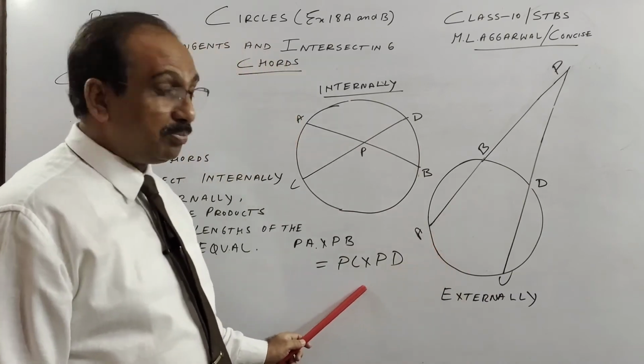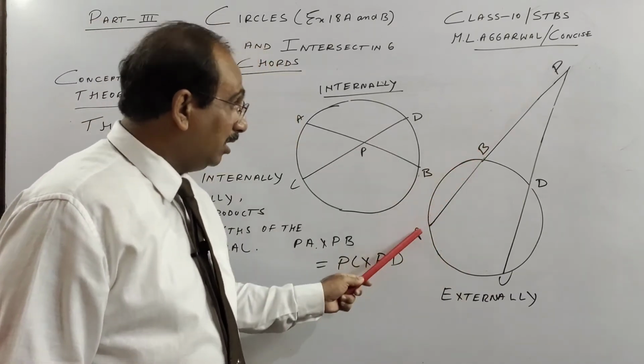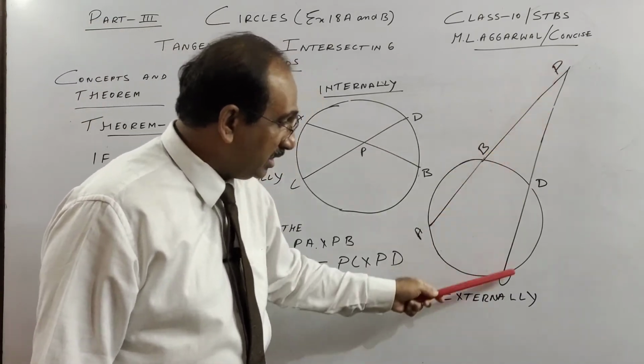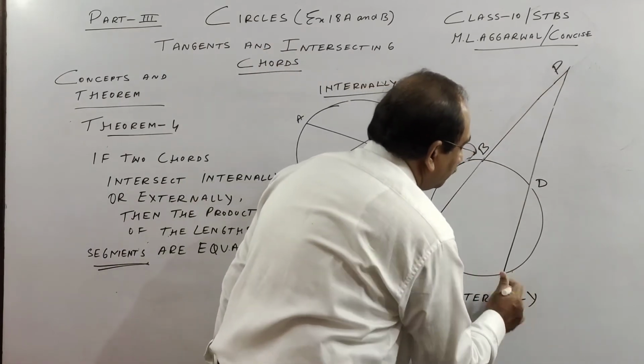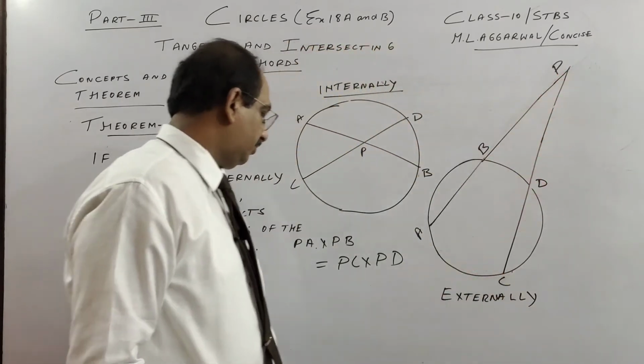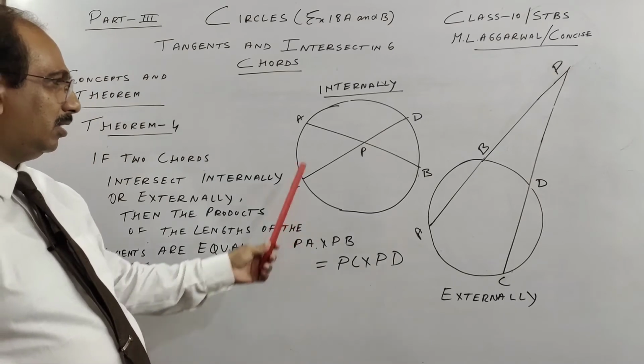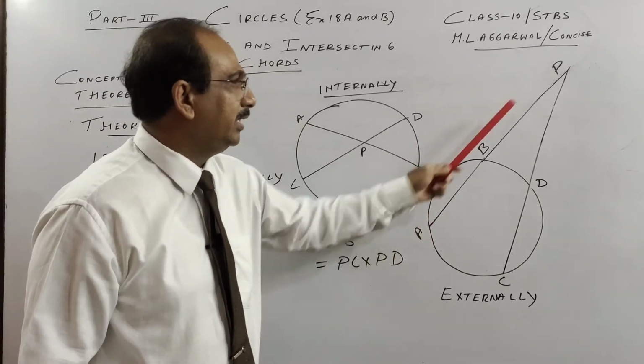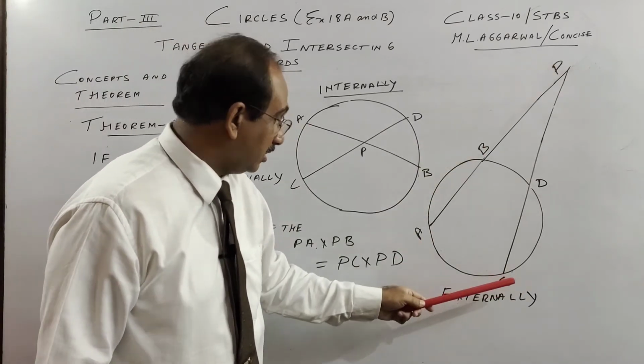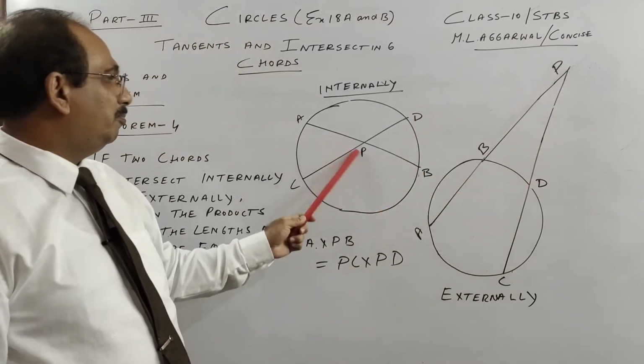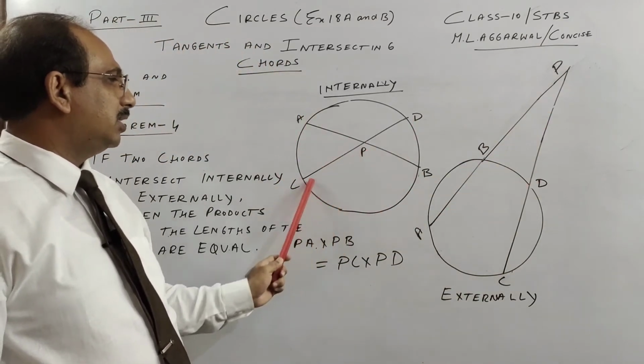Externally also same thing happens, children. We have same sort of PA into PB is PC into PD. PA, here if you see PA into PB is PC into PD.